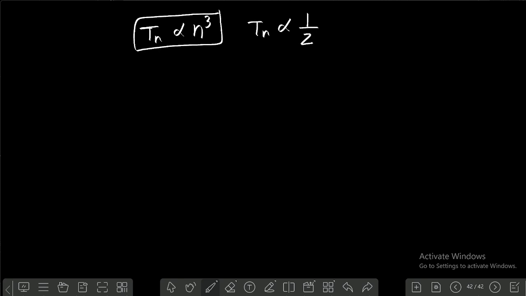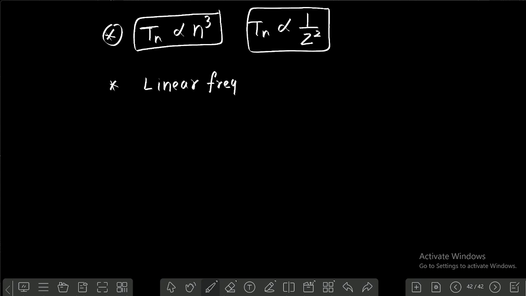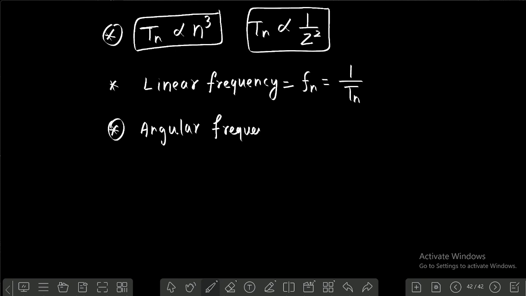Write down. Now next, listen all of you. Your time period in nth orbit is directly proportional to n cube. Time period is inversely proportional to z square. This one you remember. If you want to find linear frequency, then Fn, what is Fn? 1 by Tn, directly you can write. If you want to find angular frequency or angular velocity, omega n is 2 pi by Tn or 2 pi Fn. Other things also you can calculate. If you know V and R and time period, then other things you can calculate.